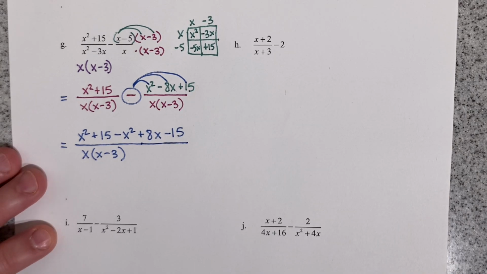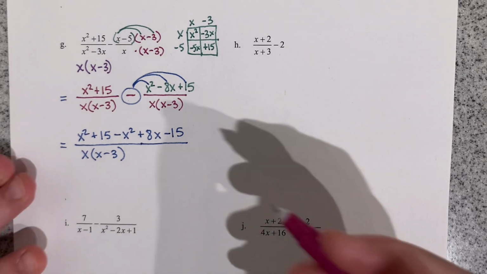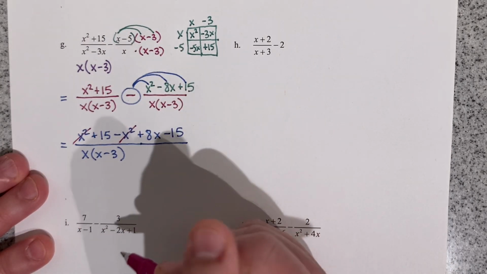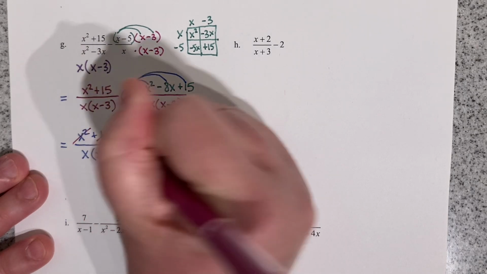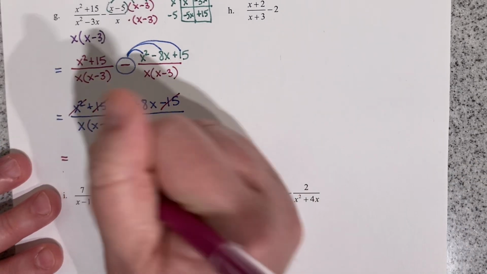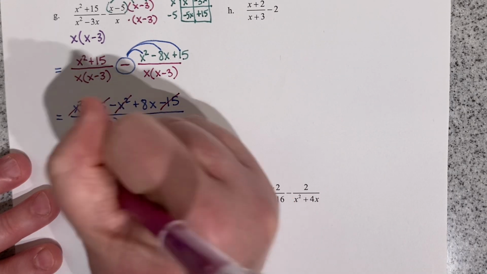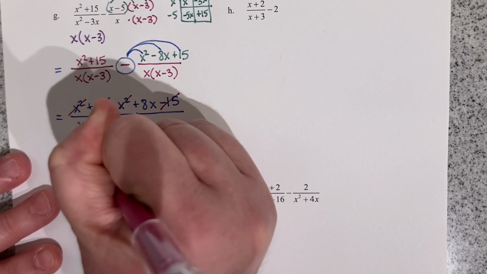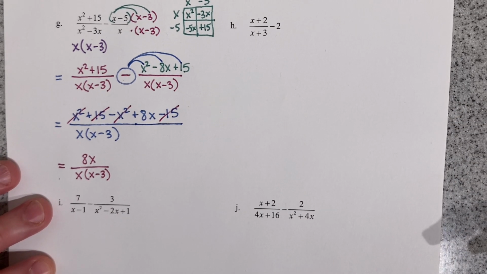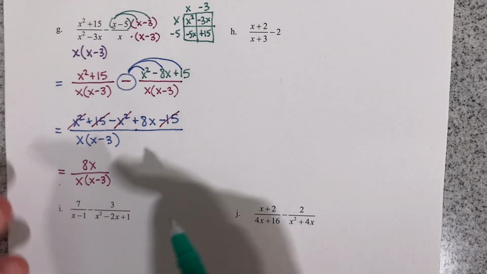Whew, are we done? Nope, we are not. But it simplifies really nicely. The x squareds cancel, plus 15 minus 15, that cancels. So what I'm left with is 8x on top, and it's a positive 8x, and on the bottom is x times x minus 3. Okay, now are we done? Nope, one more step. The x's also cancel here.